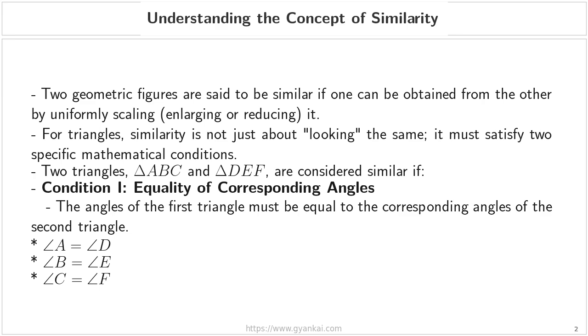This means that every angle in the first triangle must have a matching partner in the second triangle that is exactly equal in measure. For example, if we are looking at triangle ABC and triangle DEF, we must be able to state that angle A equals angle D, angle B equals angle E, and angle C equals angle F, as we will see in the next slide. Matching these angles is only half of the story. We also have to look at the relationship between the lengths of the sides.